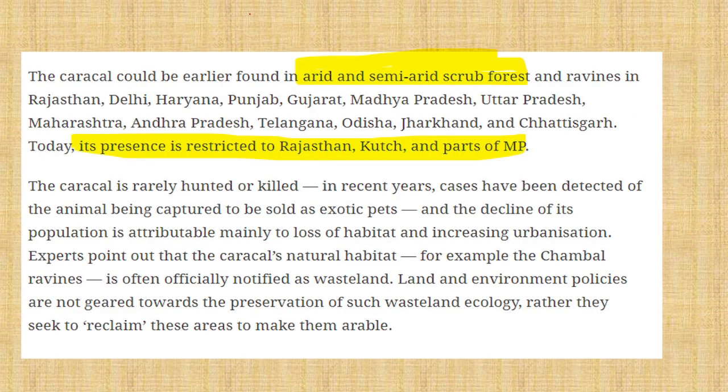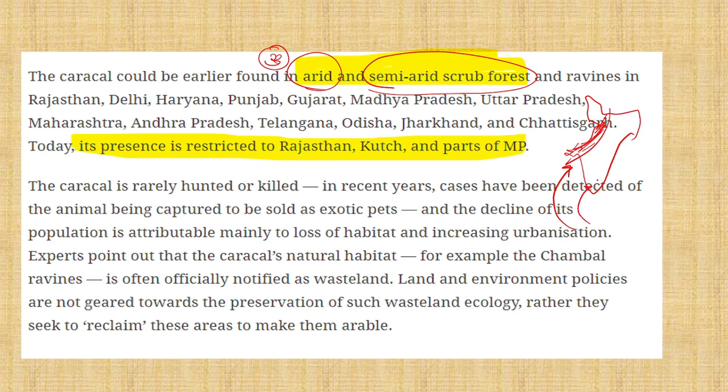Next, the third point you should know is which geographical location. It is in arid and semi-arid scrub forest. If you see the map of India, this area is the arid and semi-arid part, because the southwest monsoon hits here first, so this area receives the rain last. That is why it has less than 75 centimeter of rainfall, and that is why wheat is grown here, with less than 100 centimeter of rainfall. That is why this area is called the arid and semi-arid scrub.